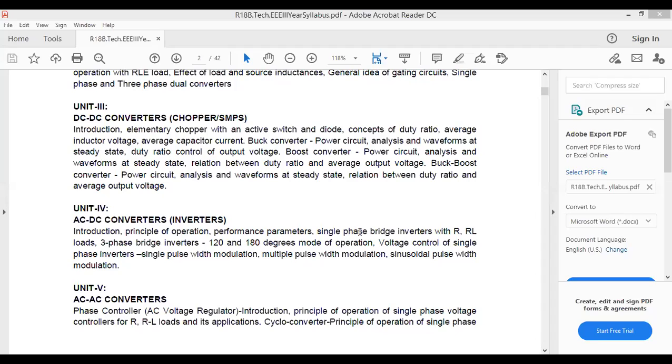Many companies are trying to convert this modified sine wave to pure sine wave. That is not there in the syllabus. So how can we convert? Generally, bridge inverters generate the square waveform. That square waveform is converted into modified sine wave using pulse width modulation.